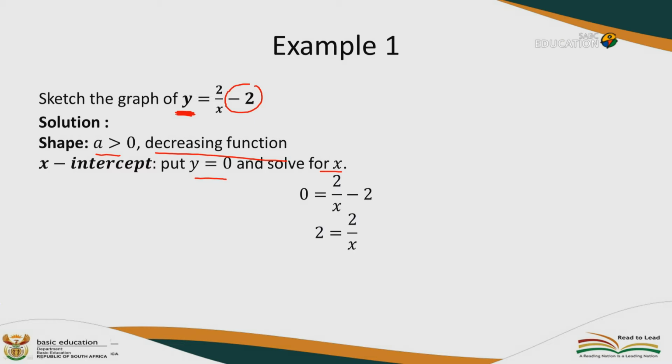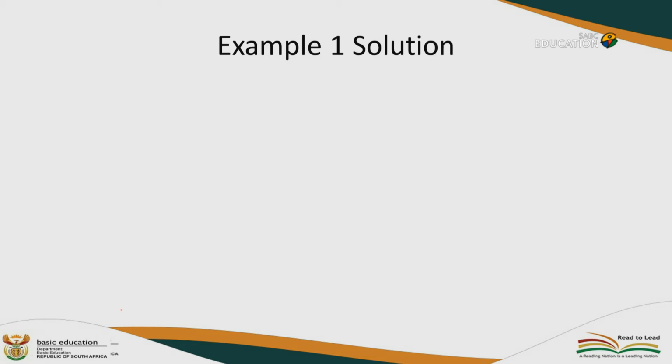Now, if we add positive 2 on both sides, this will be 2 equal 2 over x. And then we cross multiply, we'll have 2x equal 2. And then our x will be equal to 1. So we know the x coordinate at the x-intercept is going to be 1. So now it means that the x-intercept is going to be the point (1, 0). All right? So now we have our x-intercept, which is the point (1, 0).